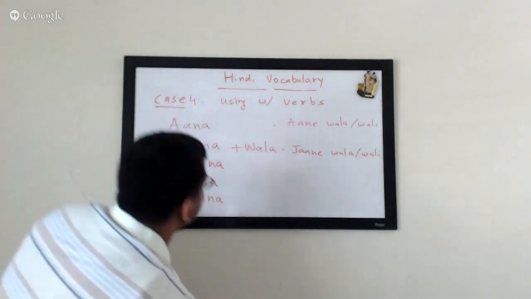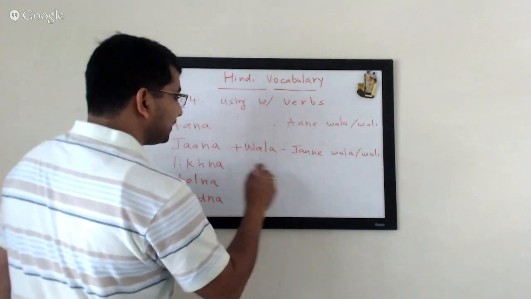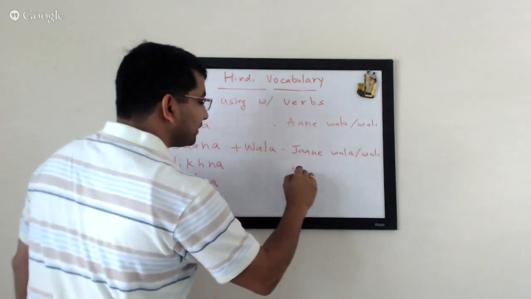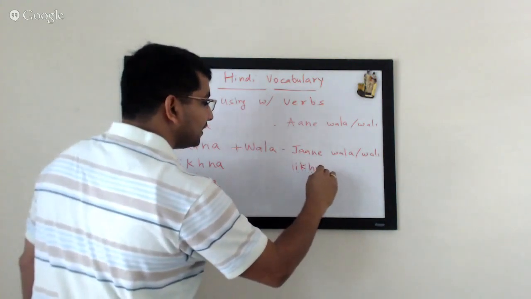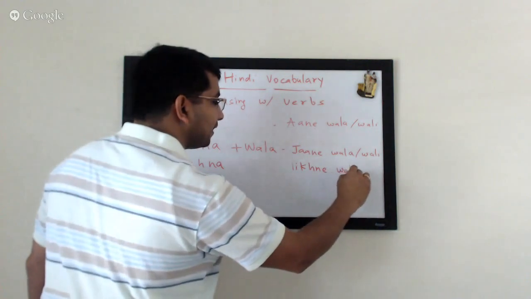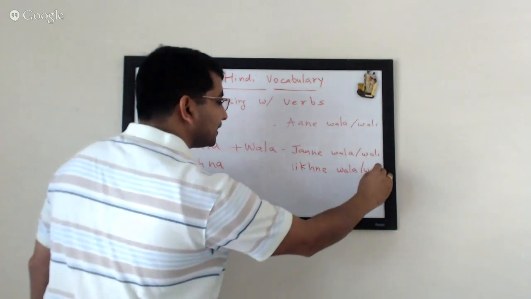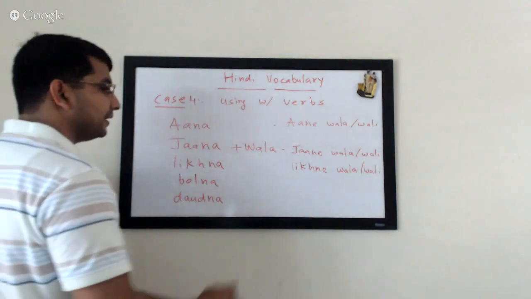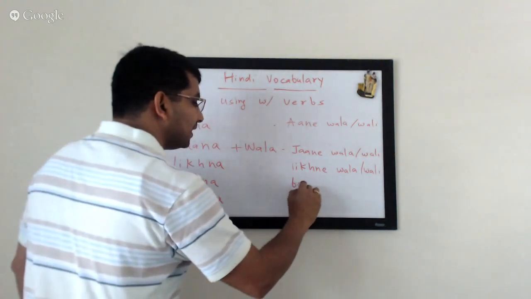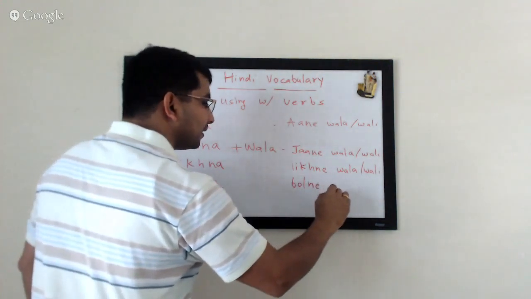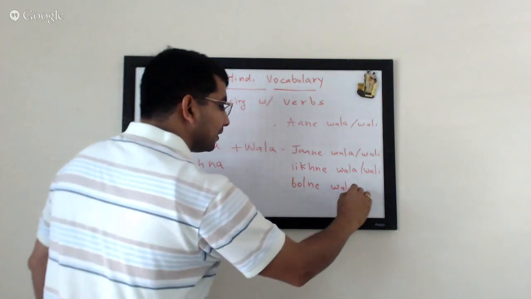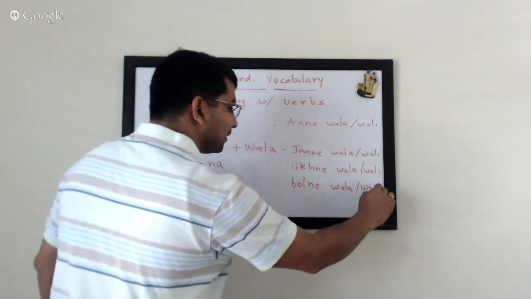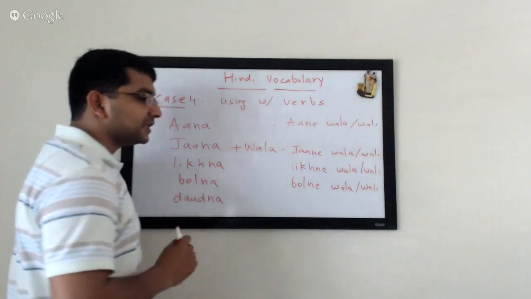Okay. Next one I have is likhne wala. It's like about to write. लिखने वाला और लिखने वाली, right? बोलने वाला और बोलने, about to speak basically, right?